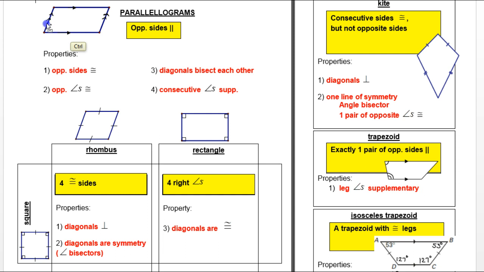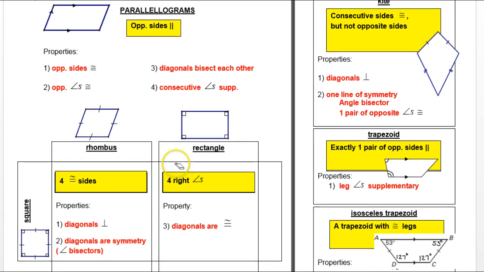Opposite sides are congruent. Opposite angles are congruent. The diagonals bisect each other. That means if I were to draw this diagonal and another diagonal, they meet at the midpoint. They cut each other in half. And consecutive angles are supplementary. That means if this angle is 80, then this angle must be 100 because they have to add up to 180. Okay, so that's it for parallelograms.